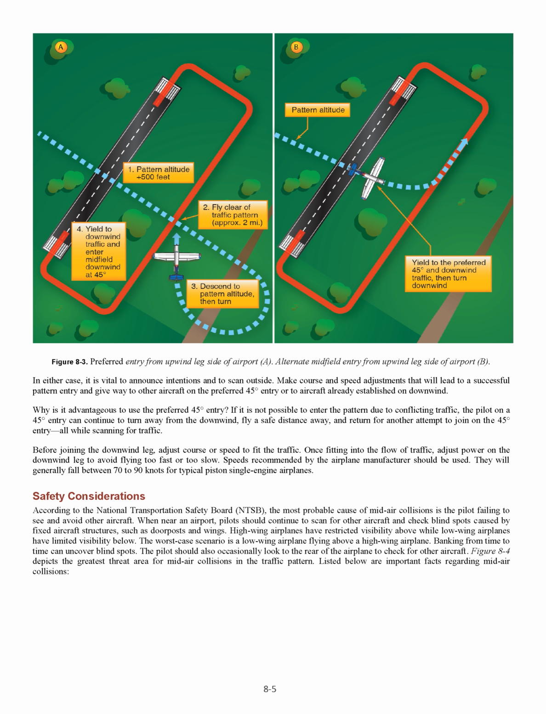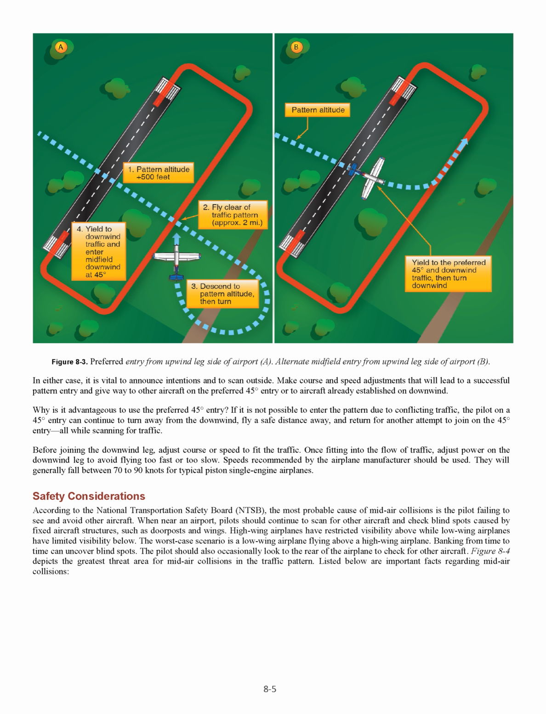In either case, it is vital to announce intentions and scan outside. Make course and speed adjustments that will lead to a successful pattern entry and give way to other aircraft on the preferred 45-degree entry or to aircraft already established on downwind. Why is it advantageous to use the preferred 45-degree entry?